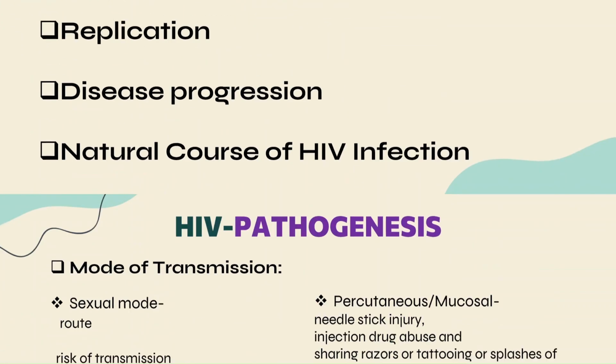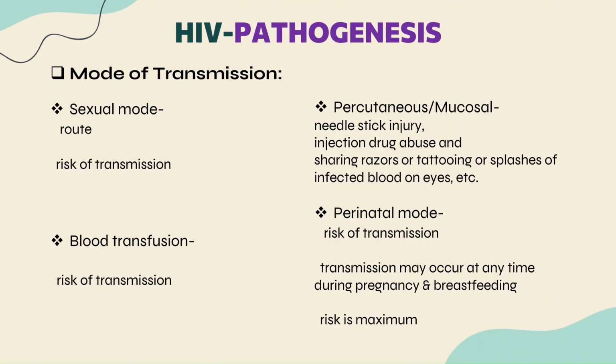Let's move on towards the first topic, that is the mode of transmission. There are various modes, of which the first one is the sexual mode of transmission. This is considered to be the most common mode, and you have to remember that nearly 75% of HIV cases are due to the sexual mode of transmission, guys. In the sexual mode also, the most common route of transmission is the heterosexual route, that is from male to female via vaginal intercourse.